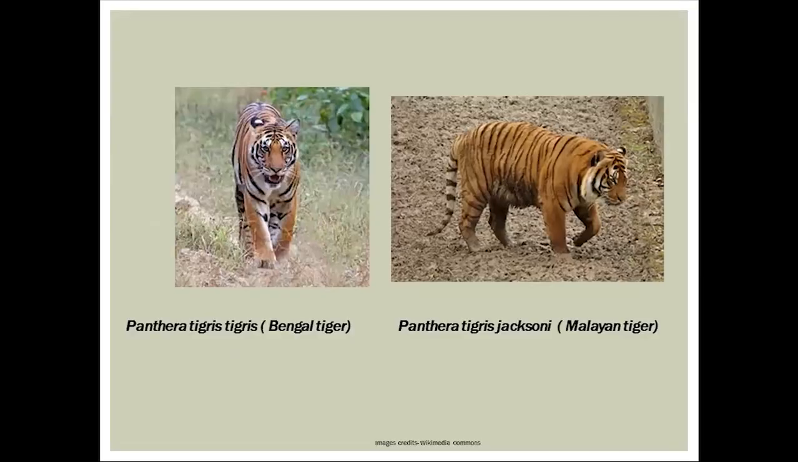This is an example of genetic diversity. Panthera tigris is a species of tiger found in India, that is Bengal tiger. And the Malayan tiger is Panthera tigris jacksoni. This is a single species, but two different populations. Here, Panthera tigris jacksoni is smaller in size when compared to Bengal tiger.